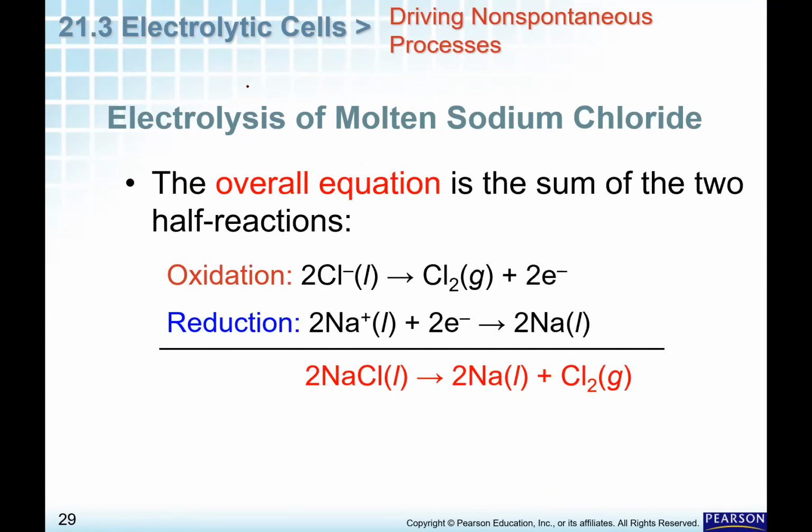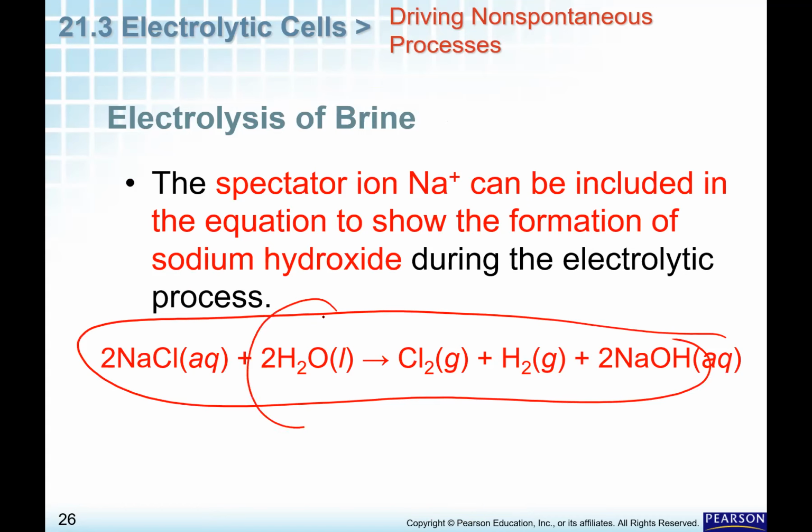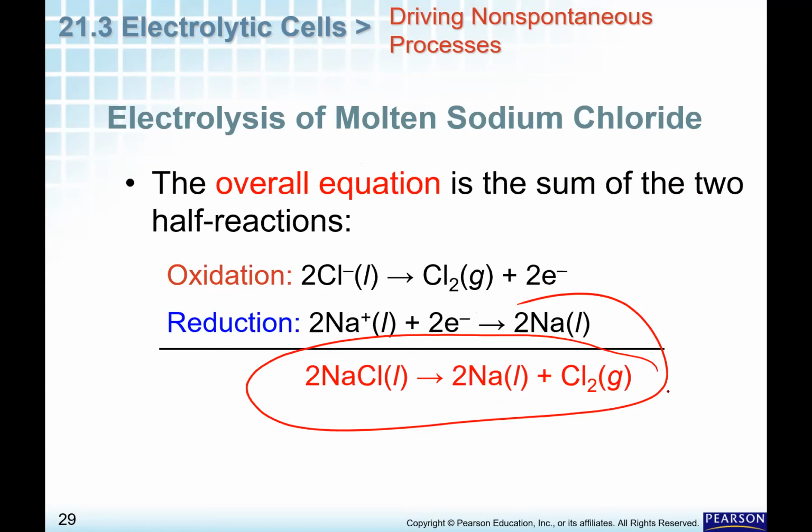Okay, so if you add them together, then this is the overall reaction. If you want to compare that with the overall reaction over here, this is what we have. You see, because of the water there, we did not have sodium solid, rather we have hydrogen and sodium hydroxide. While here in this case, because water is not present, we only have chlorine gas and sodium liquid.